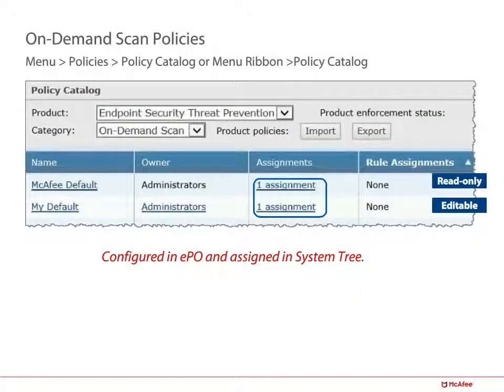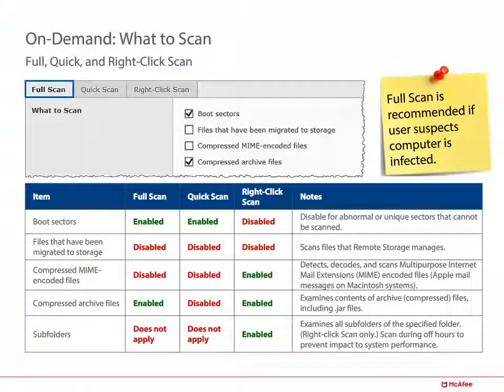To begin configuring the policies for these on-demand scans, once again, you go into the Policy Catalog and select On-Demand Scan from the categories. You select either the McAfee Default or the My Default. And if you recall, McAfee Default is always read-only. Within this policy you have 3 tabs across the top: the full scan, the quick scan, and the right-click scan.